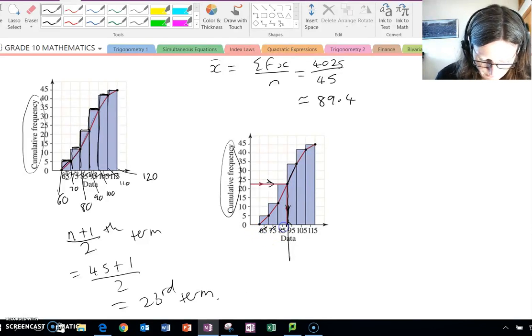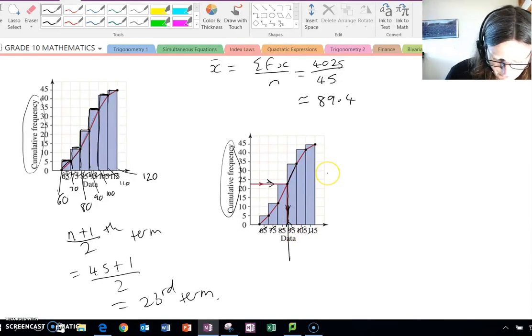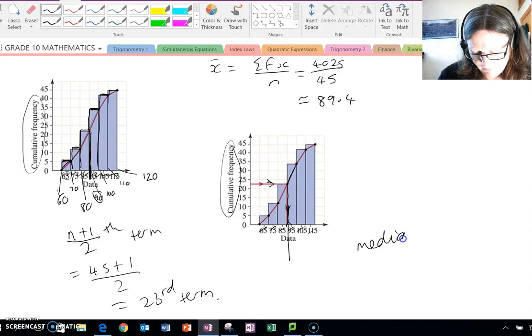Remembering that really this is not what should be on our x-axis. So if we look across at our other graph and say that's where we went down, what is that term? Here, that is 90. So our median is 90.